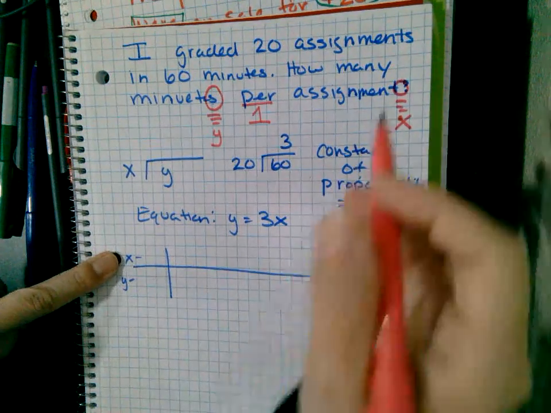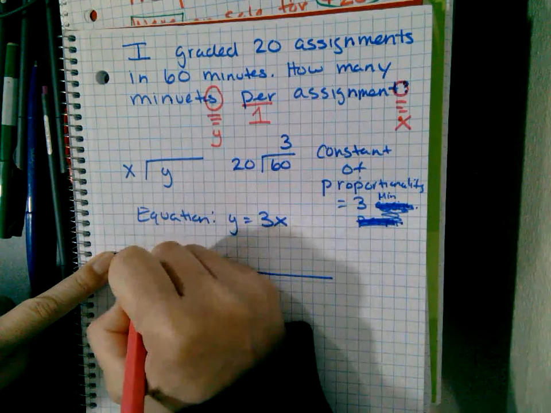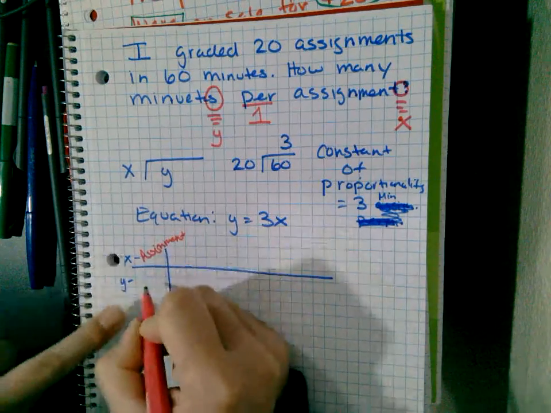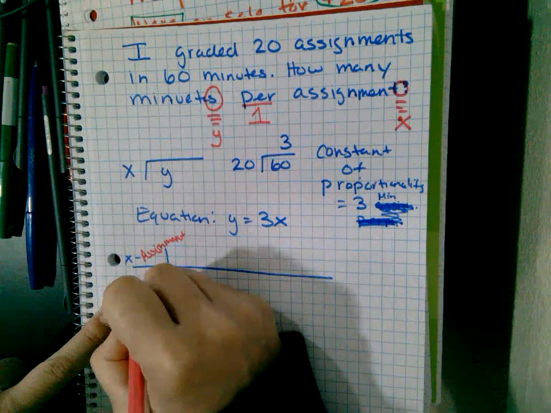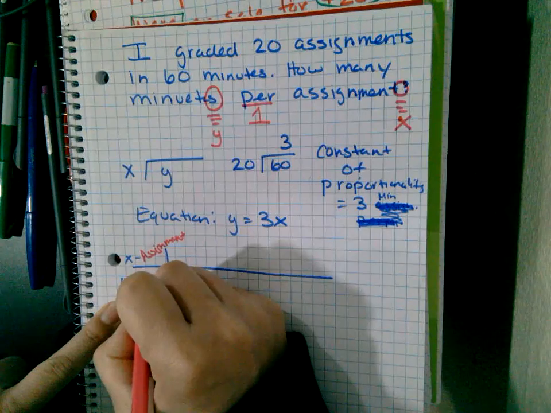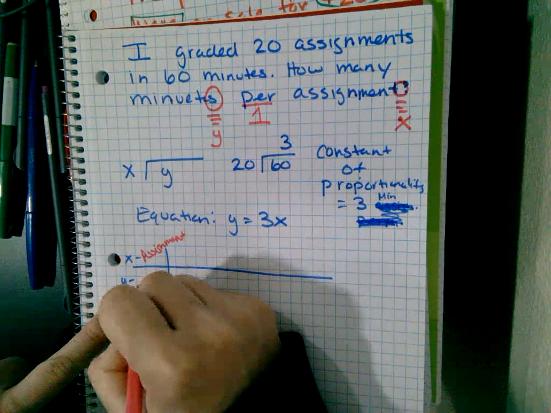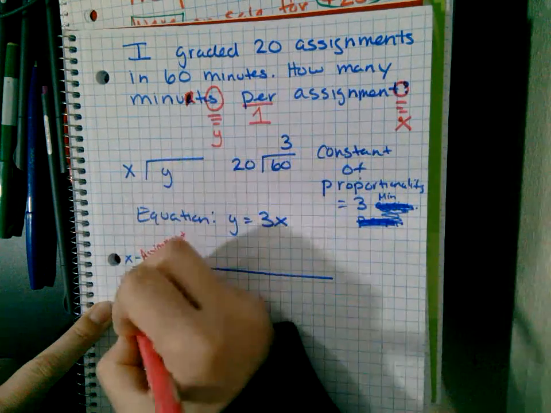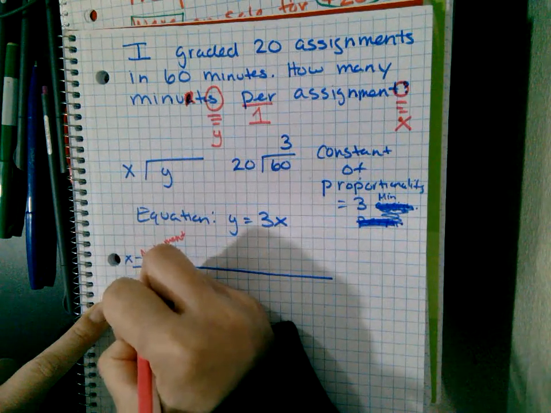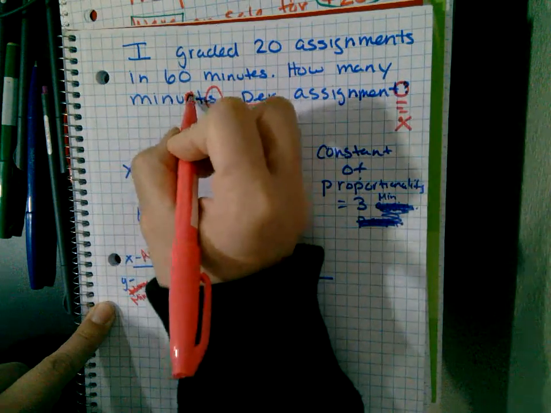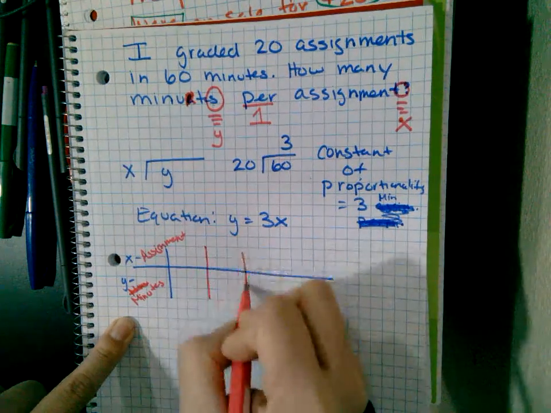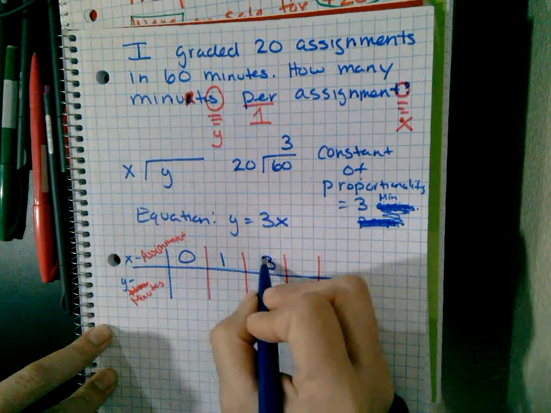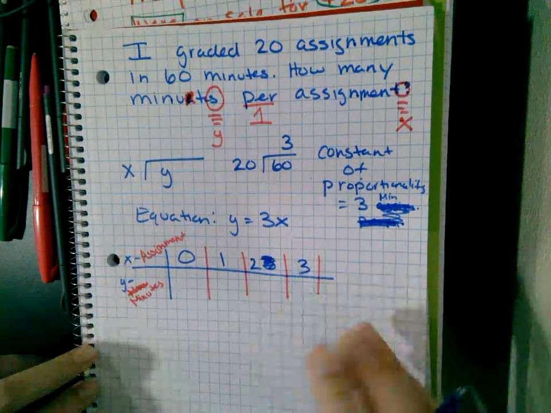So X, because it says per assignment, that means it's assignments right here. Y is your minutes or your time. Why did I put an E right there? I just realized I misspelled minutes. No E. So 0, 1, 2. Wow, I'm messing up a lot today.